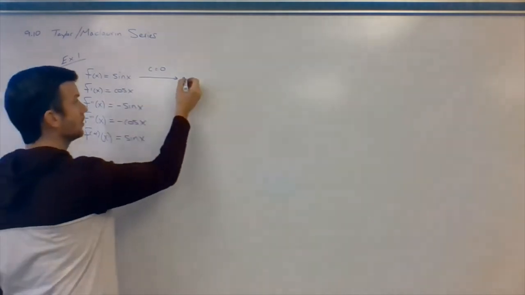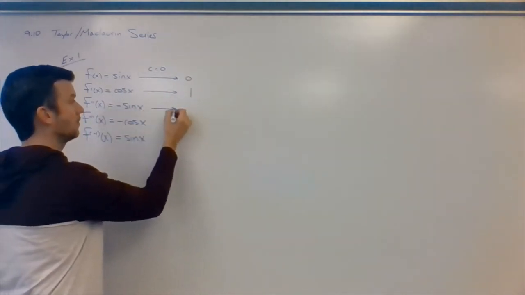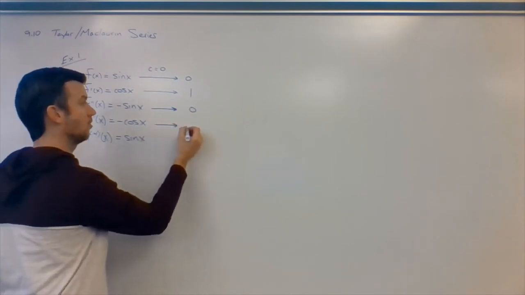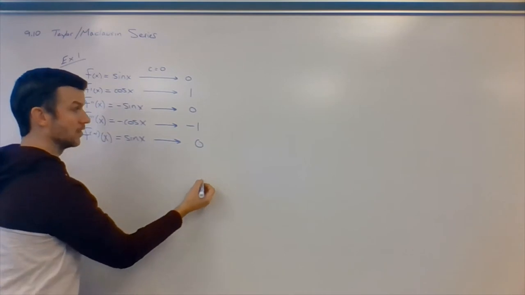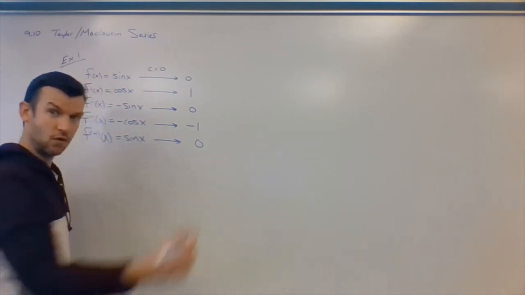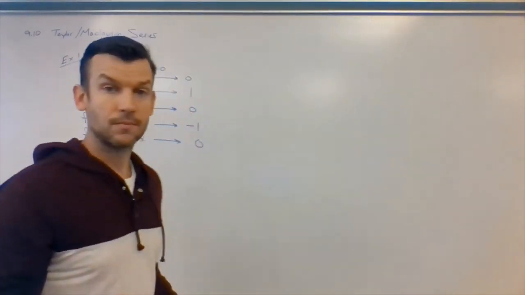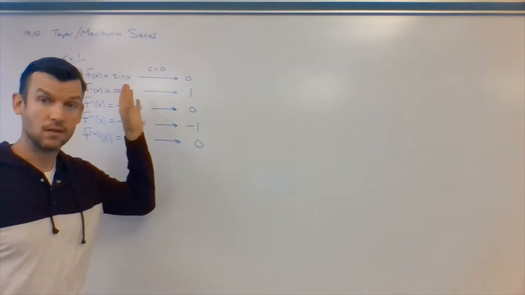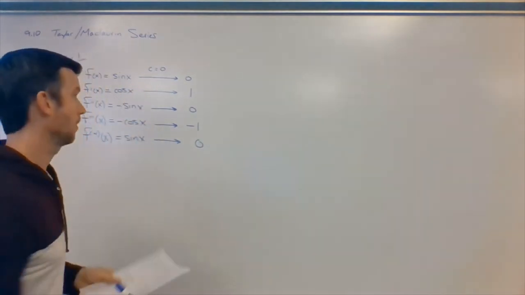Sine of 0 is 0. Cosine of 0 is 1. Negative sine of 0 is 0. Negative cosine of 0 is negative 1. Sine of 0 is 0. The next ones will be 1, 0, negative 1, 0, 1, and so forth. So we're ready to write our Maclaurin polynomial, but toward infinity makes it a series.